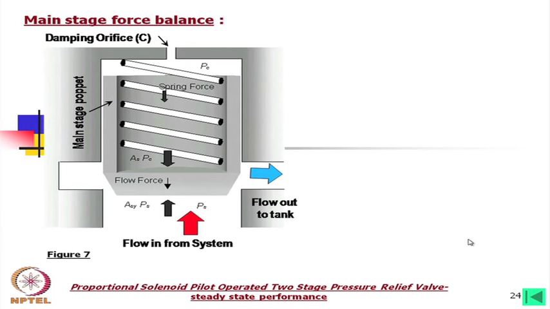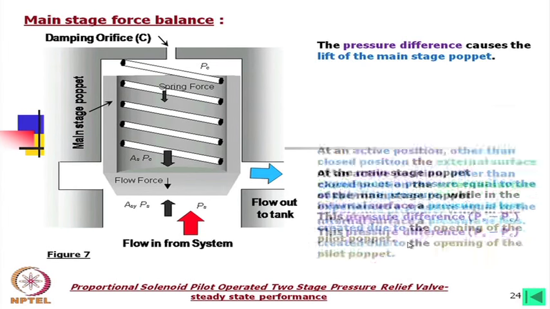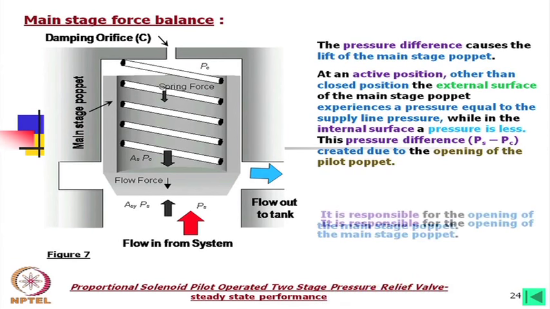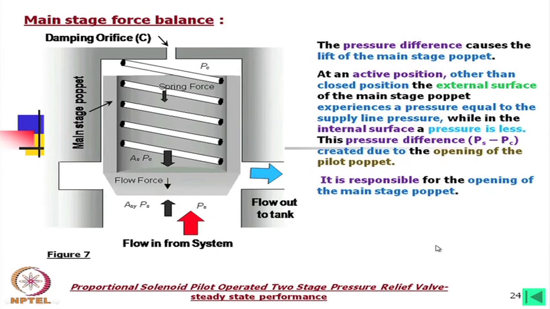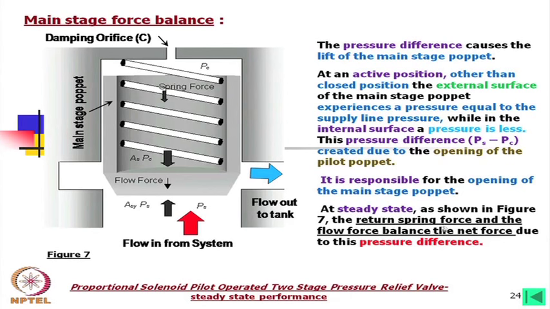Now, the main stage force balance will be like this. Here the oil is coming in. Only when there is a flow will there be a pressure drop, so we can calculate what the pressure drop will be here. Very quickly I am showing this. The return spring force and the flow force balance the net force due to the pressure difference. What is there? PC is less than PS. So PC acts on this area, the area is the same because the thrust area is the same, the poppet area here and the poppet area there, but there will definitely be some difference that is balanced by the spring.